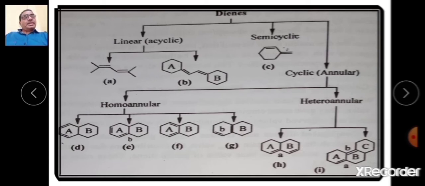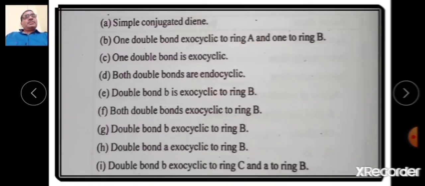Okay. Here also in structure H, double bond A is exocyclic to ring B. In the last structure, double bond A is exocyclic to ring B and double bond B is exocyclic to ring C. When such exocyclic double bonds are present, you have to increase the wavelength. If one ring, then by 5. Okay. Now, these are the information about the structures.